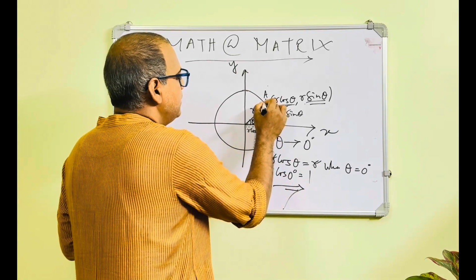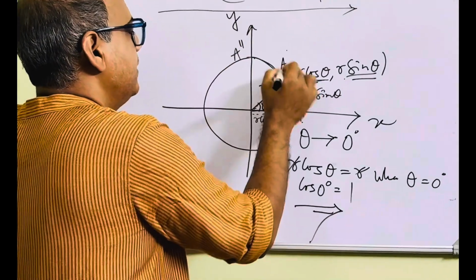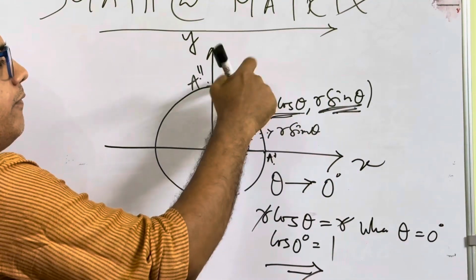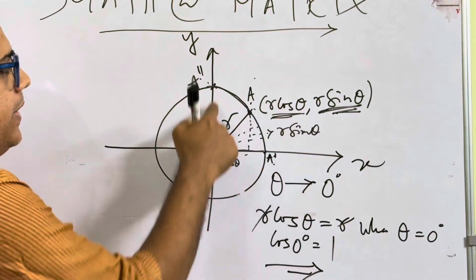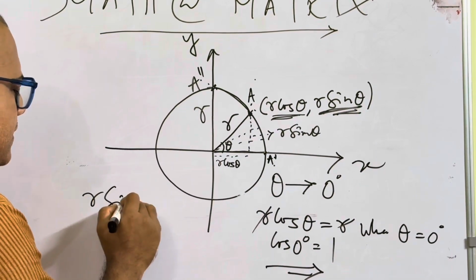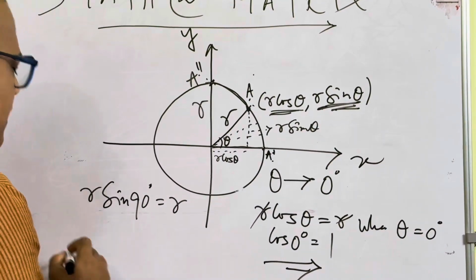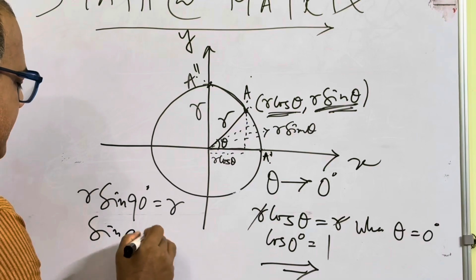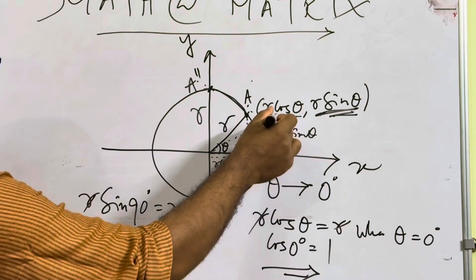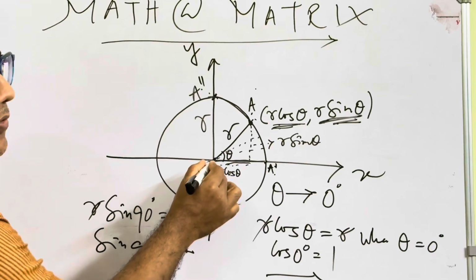Now we'll find the answer of cos of 90 degree. So now you keep increasing this theta until A reaches this point. If A reaches here, at 90 degree, the y component of the coordinate of A becomes r. So r sine 90 degree equals r, so sine 90 degree is 1. At the same time, your x component will keep reducing, and for this one, this component will be 0.